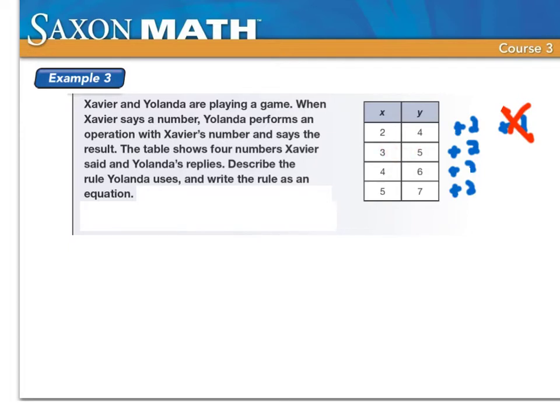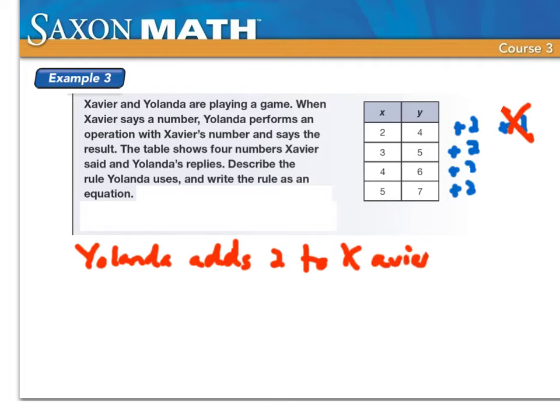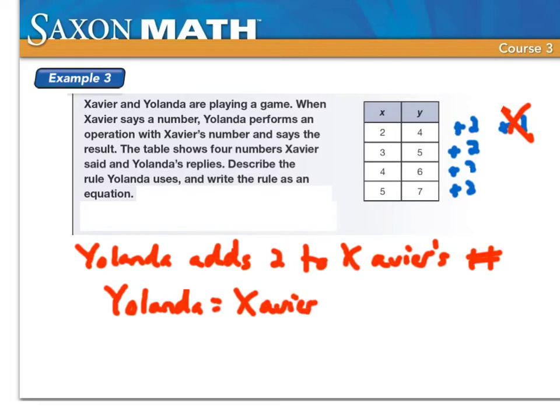So in words, it says describe the rule. Yolanda adds 2 to Xavier's number. Okay? So she adds 2 to Xavier's number, and that gives her the number that she comes up with. So, Xavier's numbers are x's, and Yolanda's numbers are y's. Okay, so we can say that Yolanda's number is equal to Xavier's number plus 2.